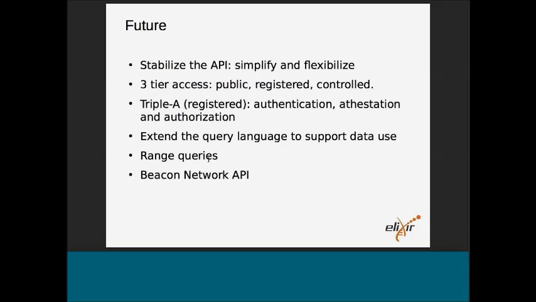For the future, these are some of the tasks that we want to do. We want to stabilize the API. We want to implement the 3-tier access: public, registered, and controlled. We want to implement the AAA for the registered level and extend the query language to support data use conditions. We also want to cover range queries. And last but not least, we want to define the Beacon network API.